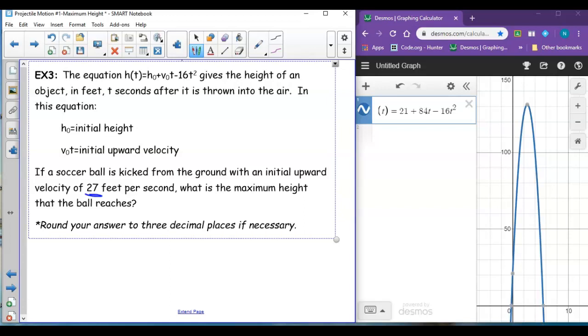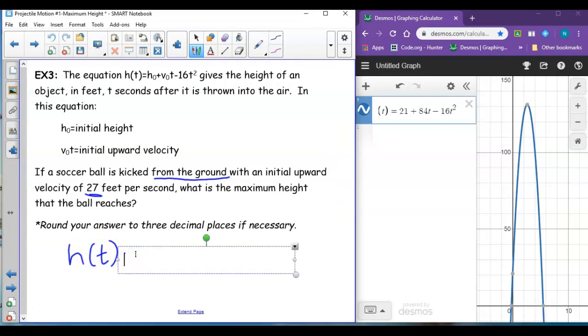But if we think about the situation, we are kicking a soccer ball from the ground. So if you're kicking a soccer ball from the ground, its initial height is 0 because it's on the ground. So in this equation, we would have h of t equals an initial height of 0 plus initial upward velocity of 27, I'll put the t beside it, minus 16t squared.